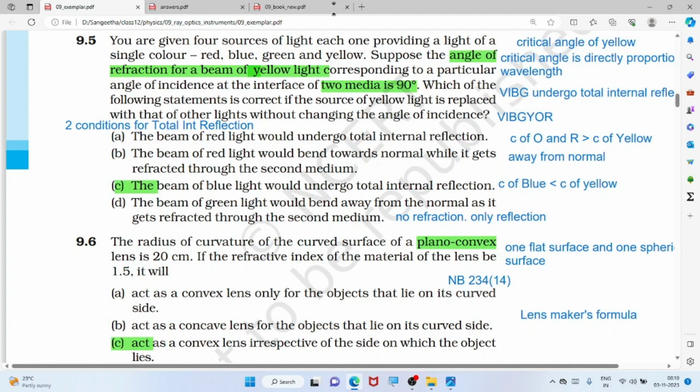This is also wrong. The beam of blue light would undergo, blue is below the yellow, so it will undergo total internal reflection. The beam of green light would bend away from the normal. So here you see there won't be any refraction. This is total internal reflection, not refraction.